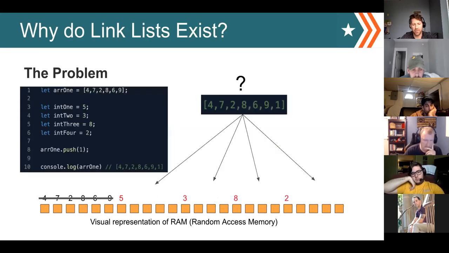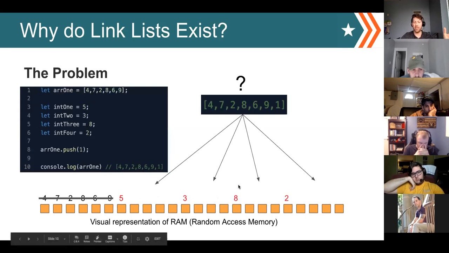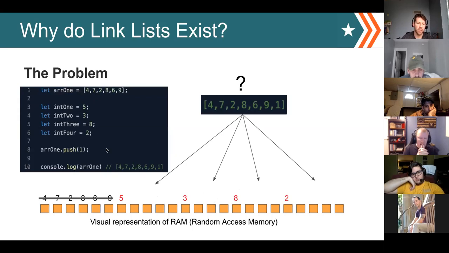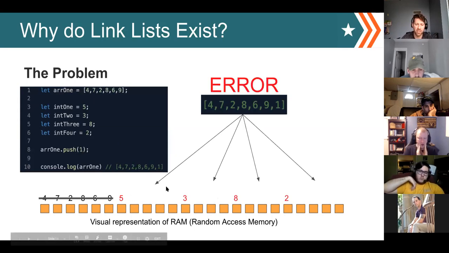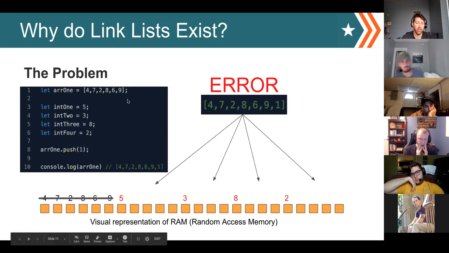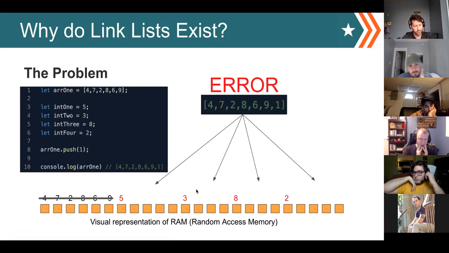But what happens if array 1 comes in, and then all these other integers get assigned randomly in our RAM, and then I decide to have 1 get pushed into the array? There's no space for array 1 to have the 1 appended to it in our RAM. So there's no more memory where array 1 can be stored, and you'll get an error.